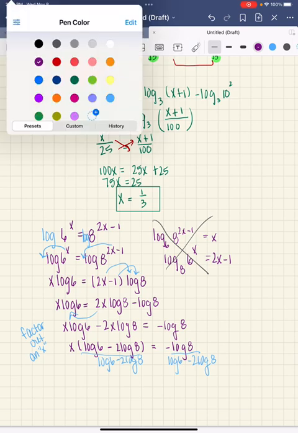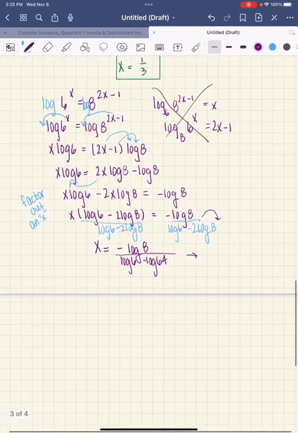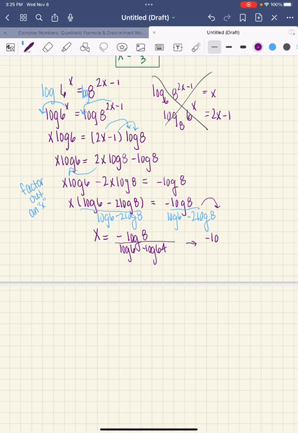So this is going to become x equals negative log of 8 divided by, okay, I'm going to use the reverse power property. So I'm going to bring that 2 up, and it's going to become, let's see, 8 squared, 64. So this becomes the log of 6 minus the log of 64. And you can simplify that. This becomes negative log of 8 over the log of, quotient property, 6 over 64.